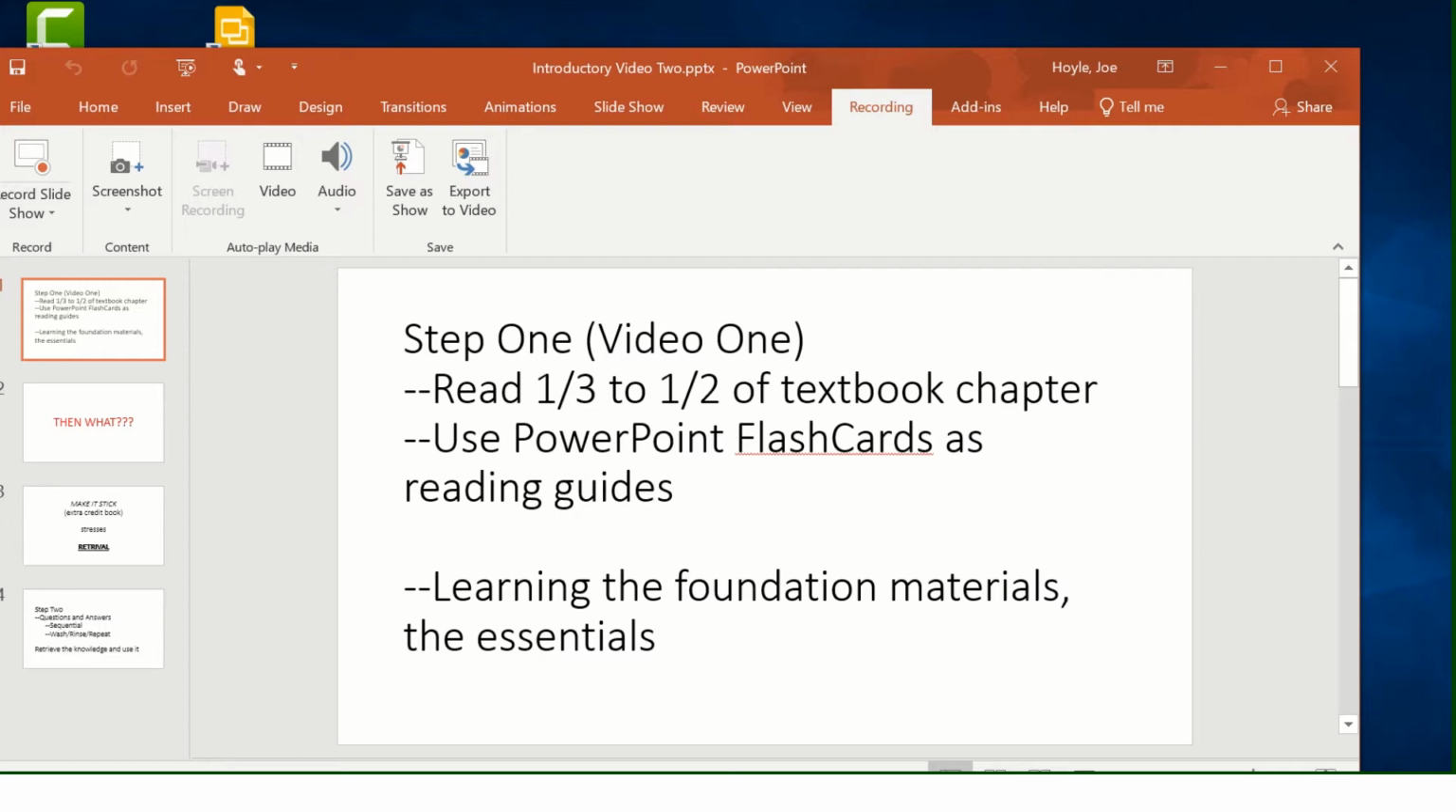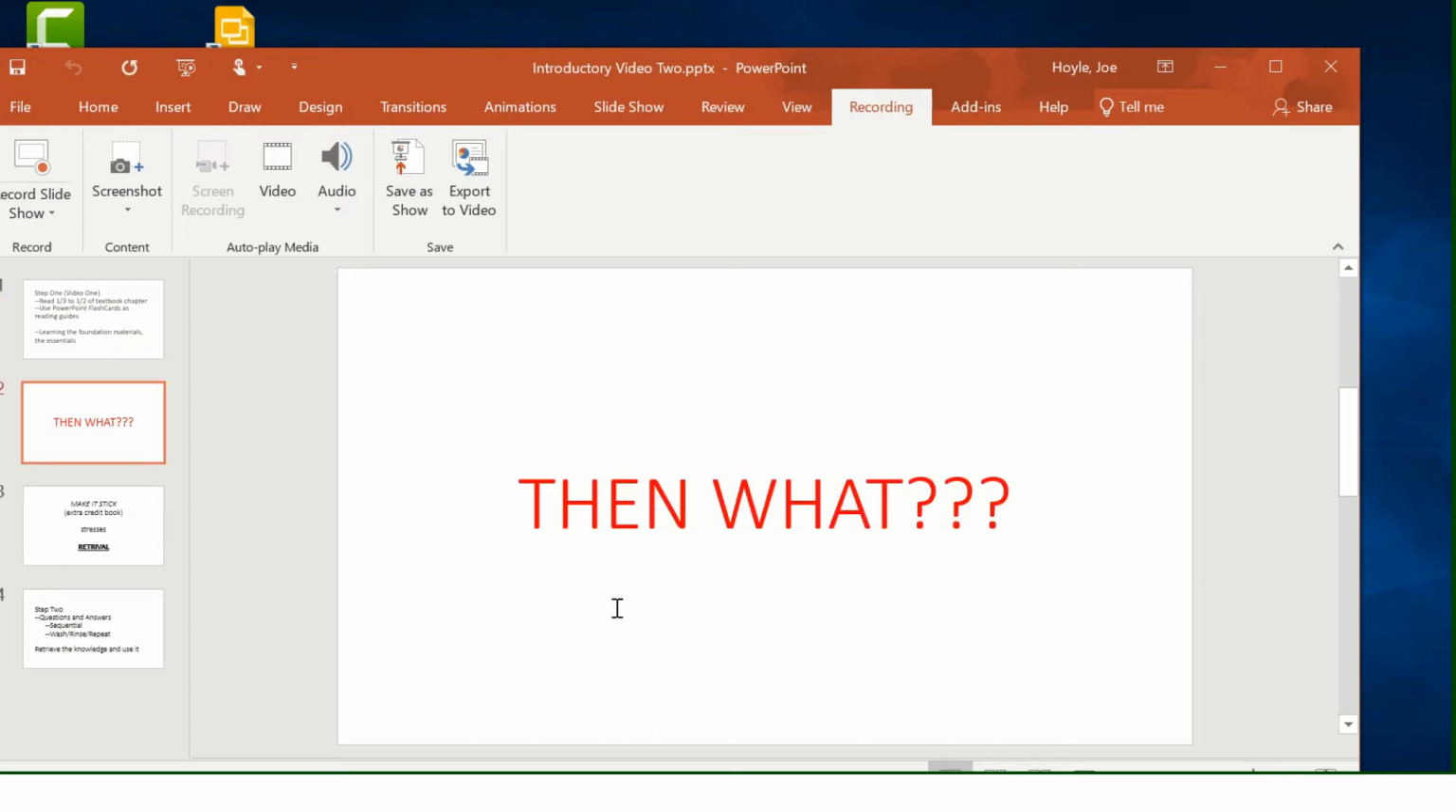So you can see here from my PowerPoint screen that we have done step one. We have read the first 1/3 or half of a chapter, and then you've used the PowerPoint flashcards as a guide in reading that chapter material. And it's just basically so you have learned the foundation materials, that when you leave that reading, you have covered that material. So then, of course, the question is, well, then what?